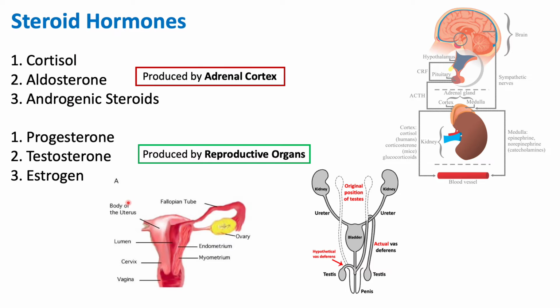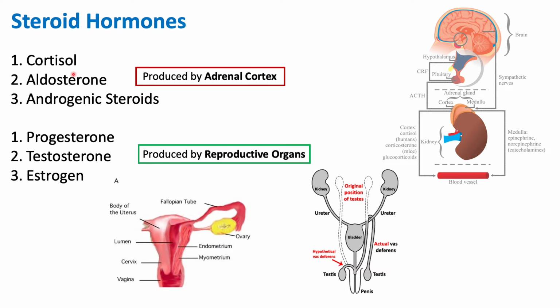Now, steroid hormones, we have two different categories based on where they're produced. So we have hormones that are produced in our adrenal cortex. Now, our adrenal cortex is located right above our kidney, and it's right over here. The hormones produced by the adrenal cortex are cortisol, aldosterone, and androgenic steroids. And then we have progesterone, testosterone, or estrogen, which are produced by our reproductive organs. So for example, our ovaries can produce estrogen, and the testes can produce testosterone, and so forth.